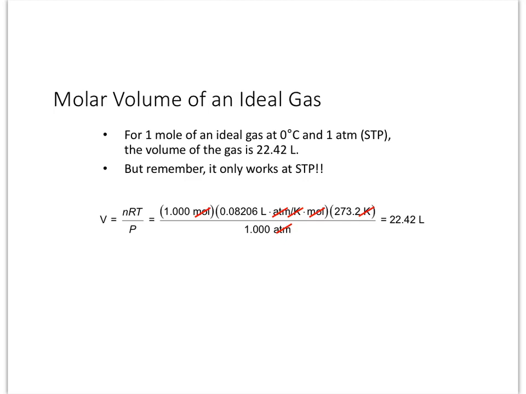This value, the molar volume of an ideal gas at STP, this is 22.42 liters. This is on your reference sheet. So any 1 mole of any gas at STP will occupy approximately 22.4 liters of volume. The way that number is derived is from the ideal gas law.